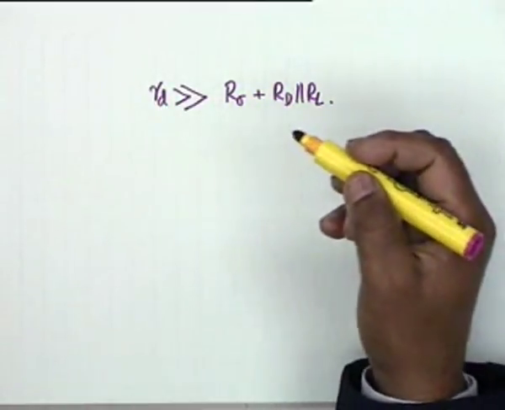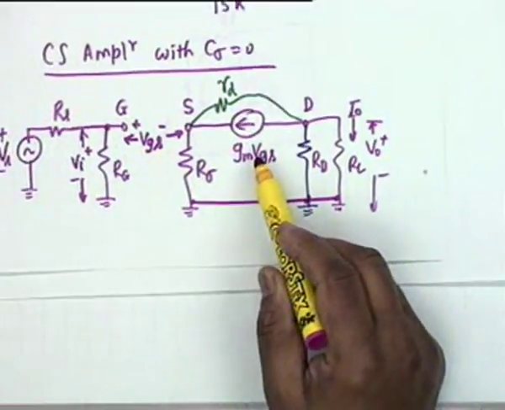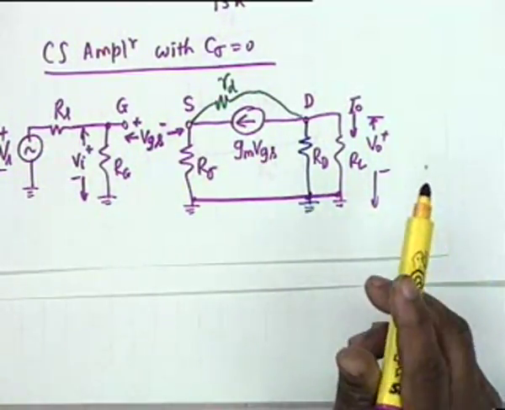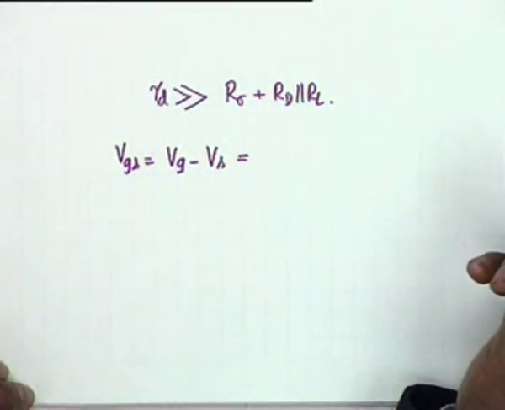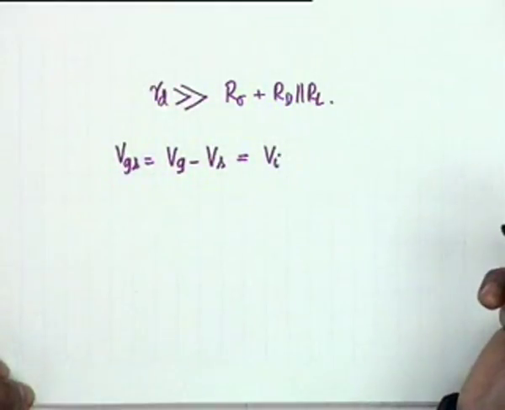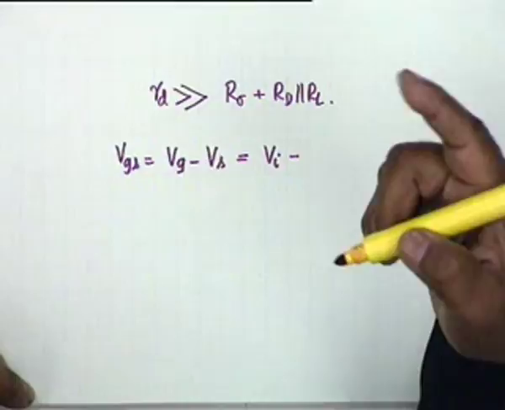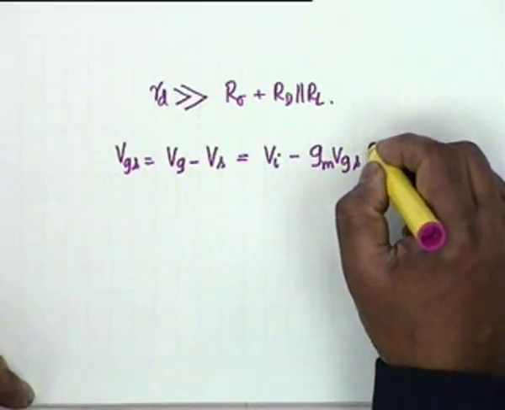If that is so, then you see that v0 is simply minus gm vgs multiplied by RD parallel RL. So all that requires to be found out is vgs. Let us see what vgs is. vgs is vG minus vS, that is equal to vG is vi, right? vG is vi and vS is, if we ignore small rd, then gm vgs flows through R sigma. Therefore, it would be simply gm vgs multiplied by R sigma.